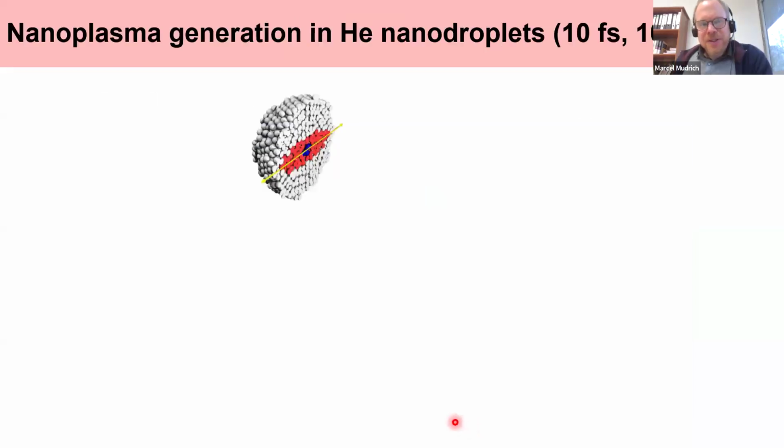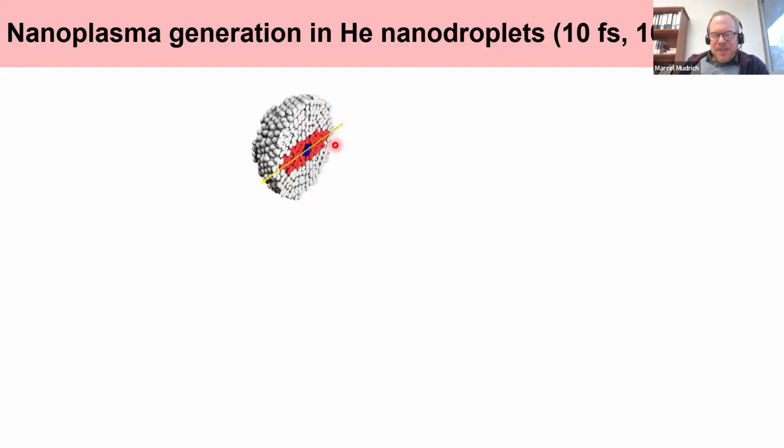Just on a side note, I have to mention that my group, together with our host, Shiva Ramakrishnan, has been doing quite related experiments for many years. What you see here is not a tin droplet, but a helium nanodroplet, which is ignited into a cigar-shaped nanoplasma by an intense laser pulse.